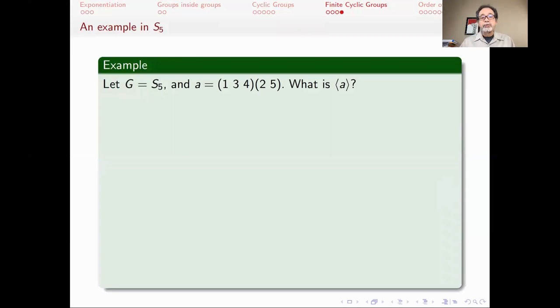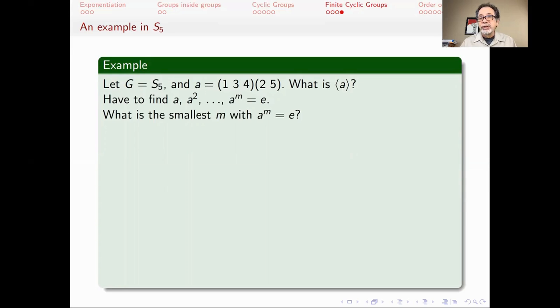Let's look at S5 and a equals (1, 3, 4)(2, 5). What's the cyclic subgroup generated by a? S5 itself is not cyclic, but this guy is cyclic. I just start with a, then a squared, and so on until I get identity. What's the smallest m with a to the m equals e? And we can actually predict that because a consists of a 3 cycle and a 2 cycle. a is taking 1 to 3 to 4 to 1, and 2 goes to 5 and 5 goes to 2. 2 and 5 are switched. That's a 2 cycle or transposition.